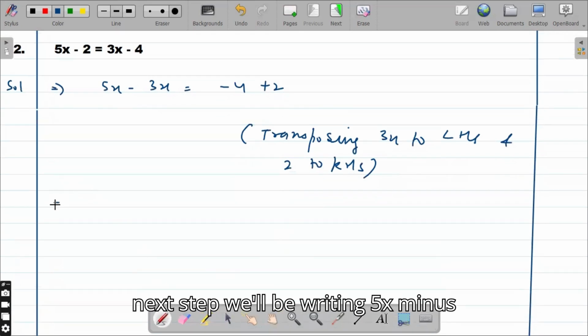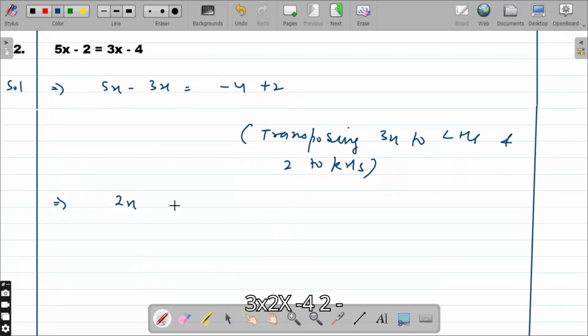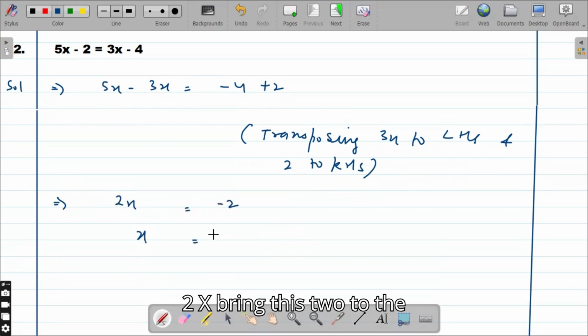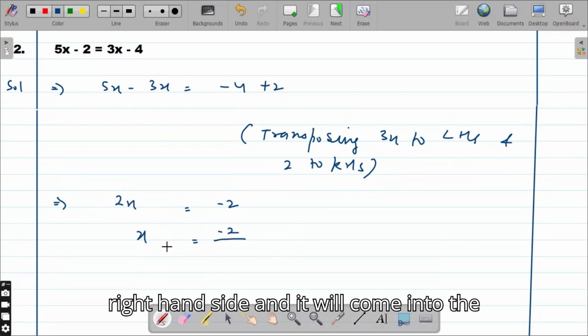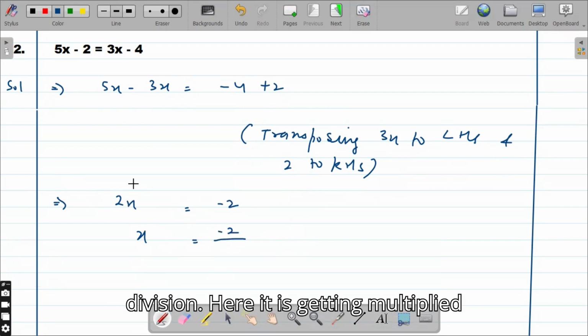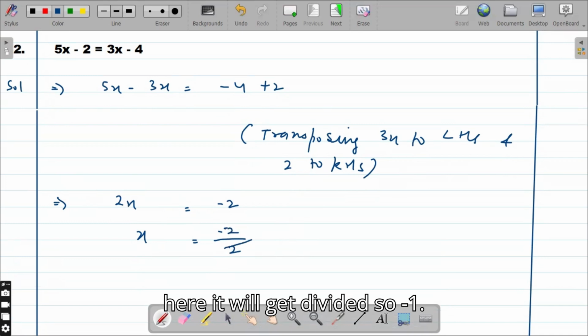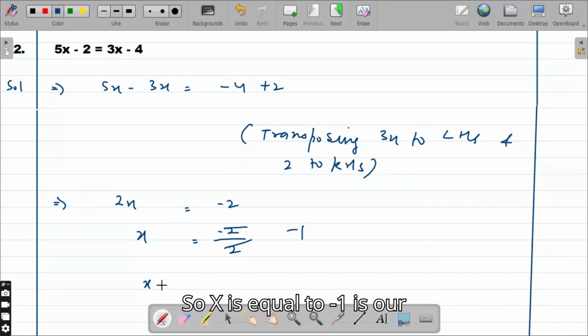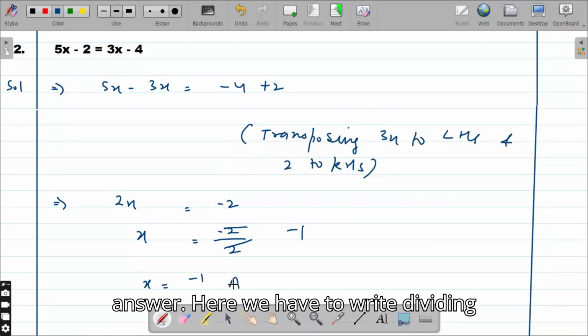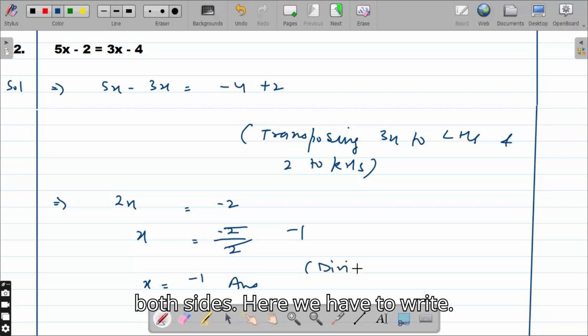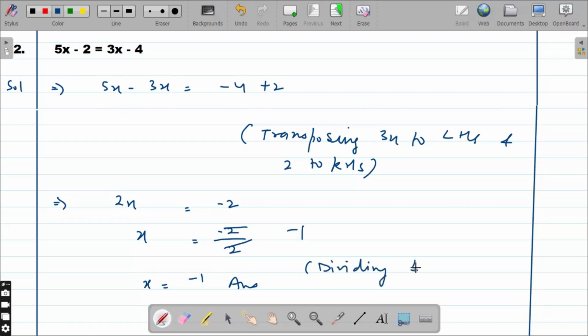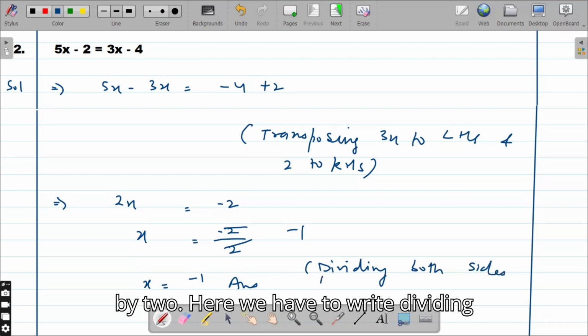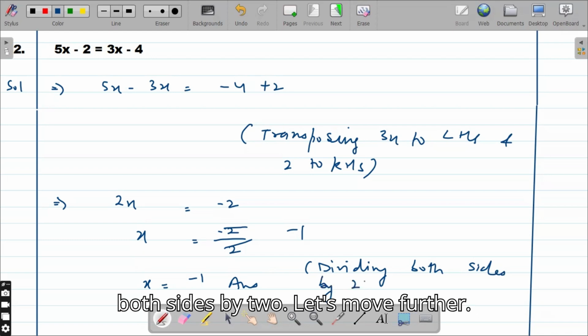In our next step, we'll be writing 5x minus 3x, 2x, equal to minus 4 plus 2, minus 2. x, bring this 2 to the right hand side and it will come into the division. Here it is getting multiplied with x. So here it will get divided. So minus 1. So x is equal to minus 1 is our answer. Here we have to write dividing both sides by 2.